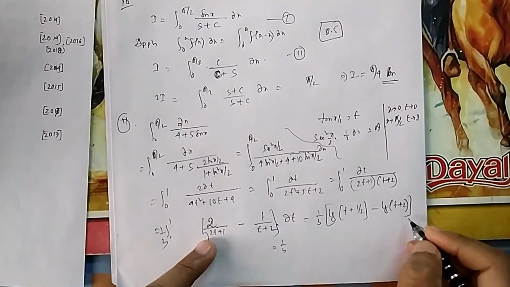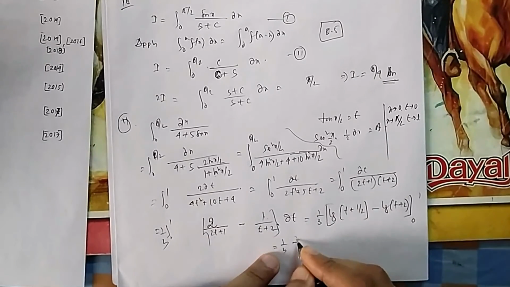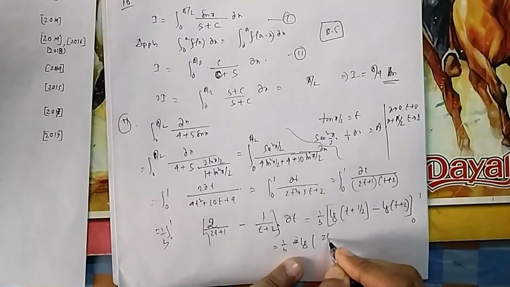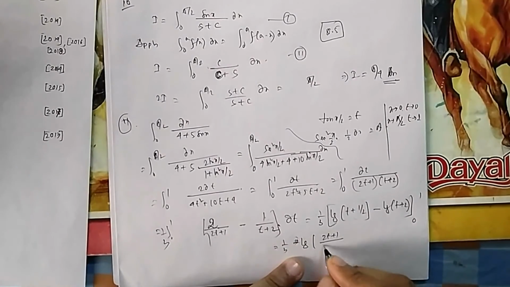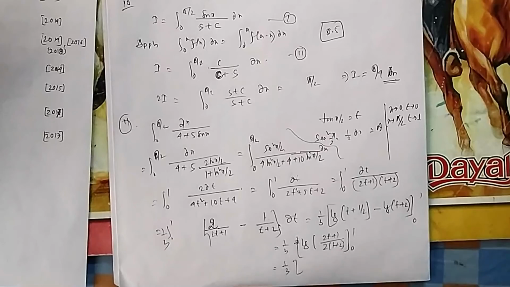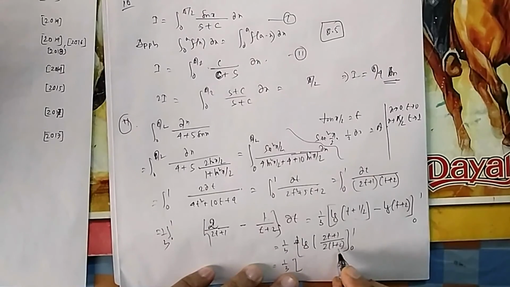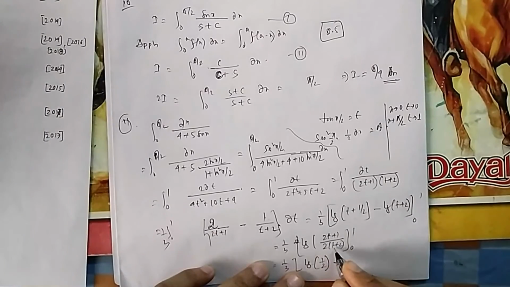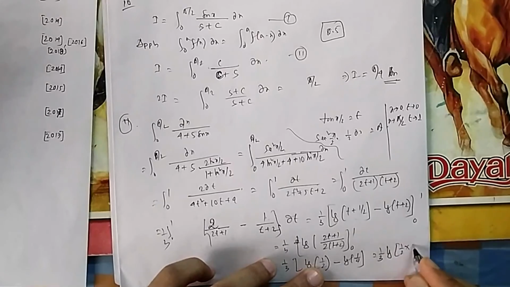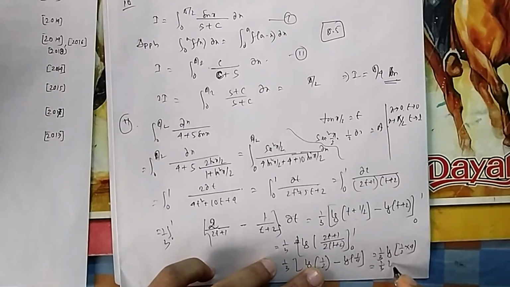So the limit is from 0 to 1. In log, you know log a minus log b is log a by b. If you do this one, it will be log of (2t plus 1) divided by 2 into (t plus 2). Again from 0 to 1 is your limit. So if you put 1, then 3 by 3 will get cancelled, that is half. And if you put 0, it will be 2 2s are 4, log 1 by 4. So it will be 1 by 3 log of half divided by 1 by 4. So it will be 1 by 3 log 2. That is your answer.